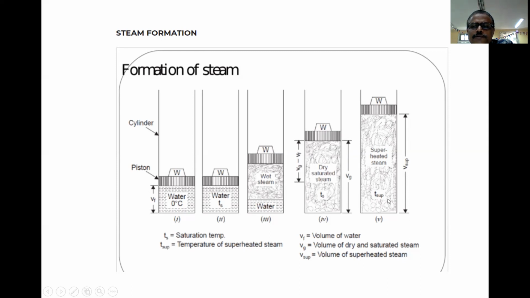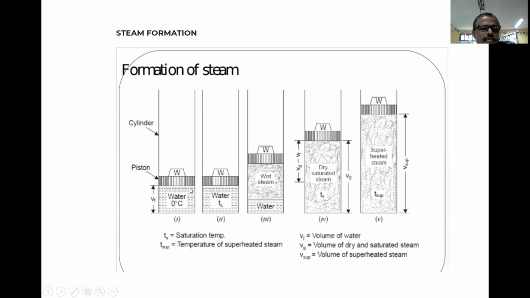Now, further you continue the heating, the dry steam is converted into superheated steam, which has got a lot of energy. So again, the volume increases. Here in steam formation, we are considering water at 0 degree centigrade in a piston and cylinder arrangement. If you keep on heating, the volume of water, and water plus steam, then superheated steam keeps on increasing. The piston moves upwards. You can see that in all the diagrams.